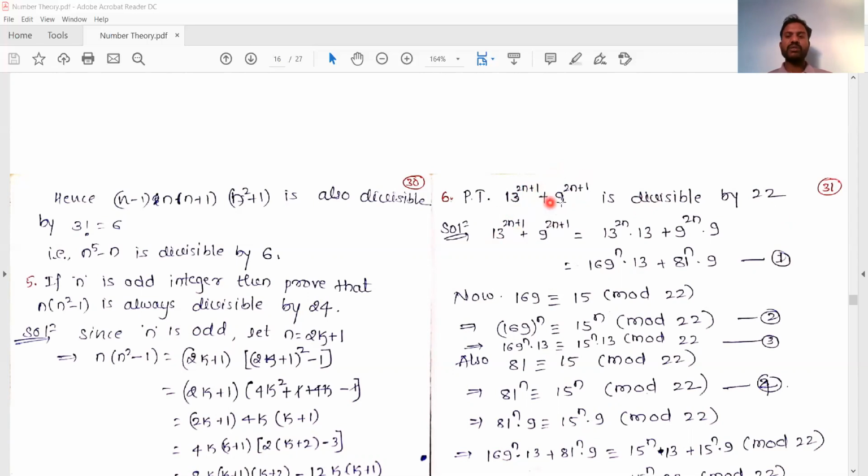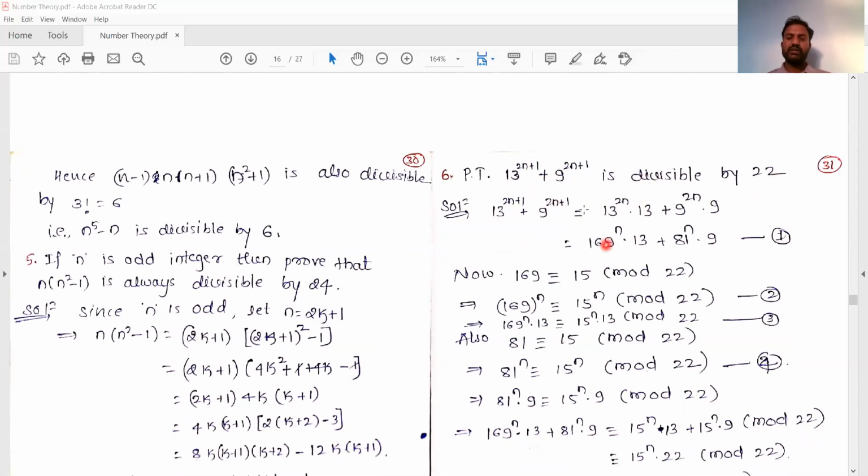13 to 1, 13. 13 plus 9 is 22, divisible by 22. For any number it always satisfies. So now see here, we will prove that in general.